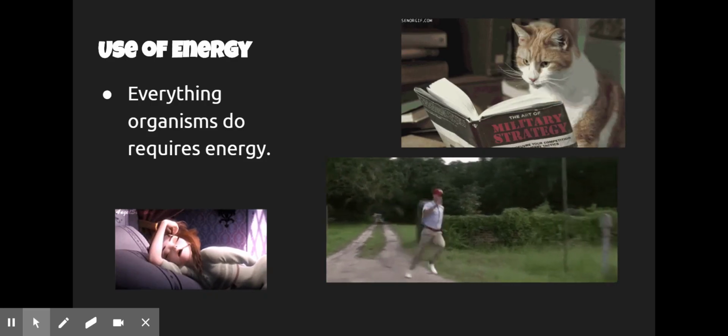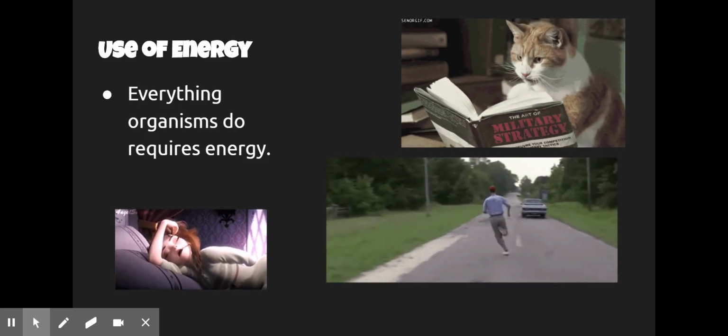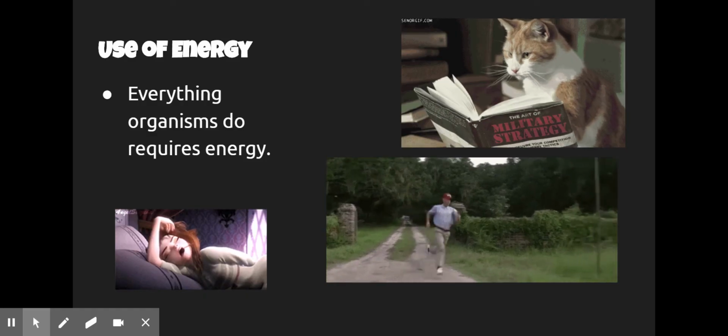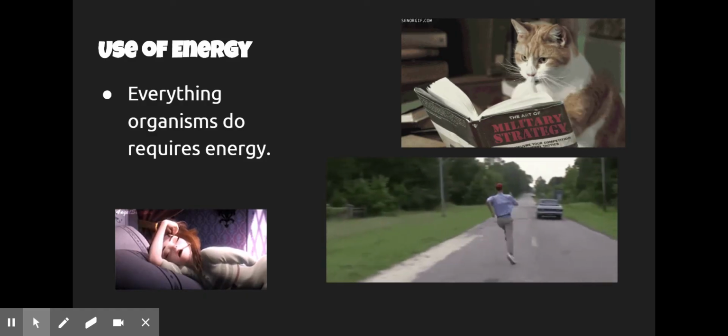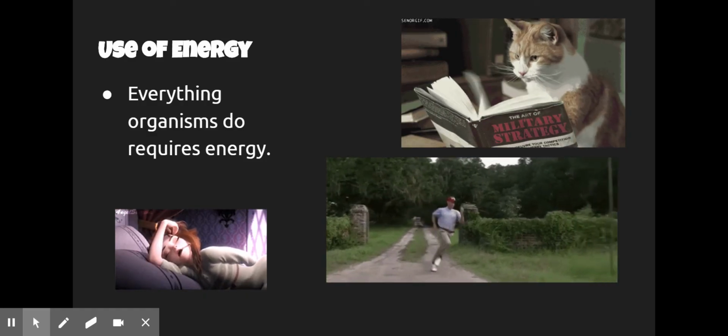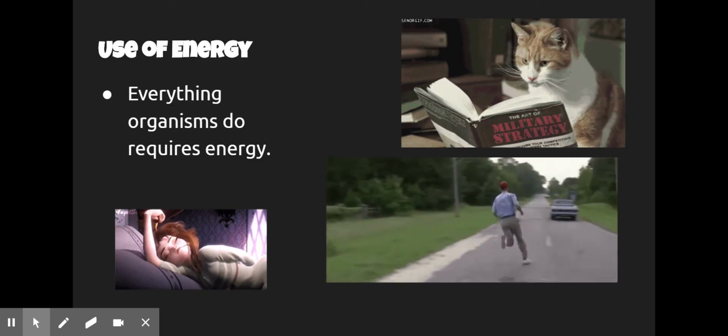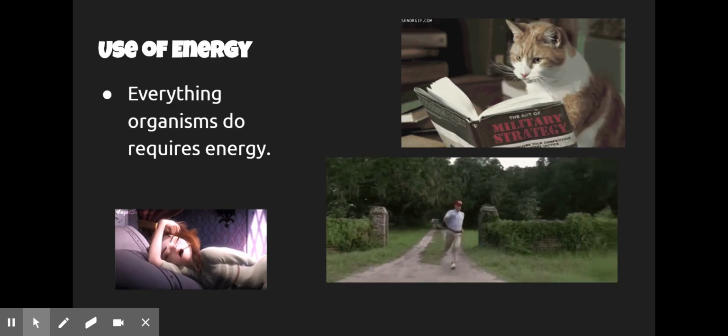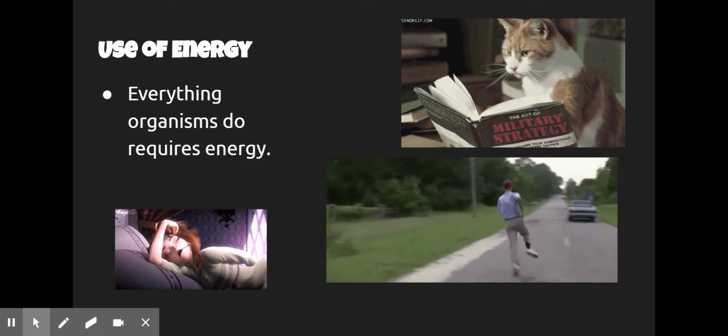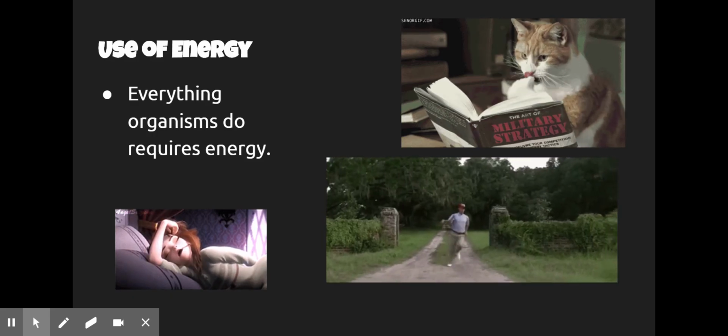So why are you using energy when you sleep? Because your brain still needs to tell your heart to beat. You still need to breathe, and your mind is actually still working. It's just working a little bit less. So you're using less energy when you sleep, but you still need to use energy.